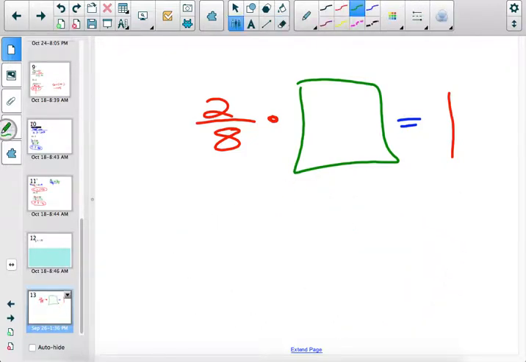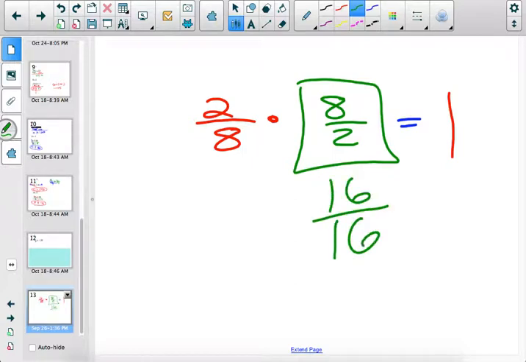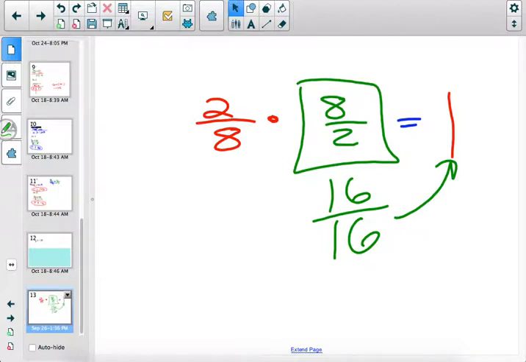It is 4, but it's also going to be, Allison? Yeah, it's also going to be 8 over 2. Isn't 8 over 2 the same thing as 4? Yeah, because 2 times 8 is 16, 8 times 2 is 16, and 16 over 16 is 1. So that's what it is, the reciprocal. Well, let's go back to this example.